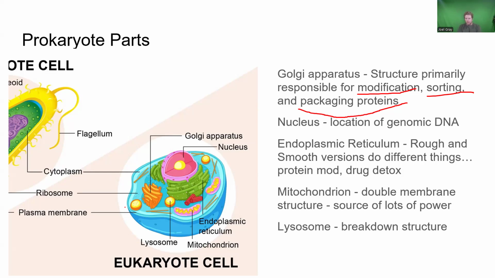Now, the last two, the lysosome is a structure that does lots of breakdown. So it can take large fats, it can take proteins and break them down into their individual parts. The very last structure on this list is the mitochondria, or the mitochondrion when we're talking about one, and mitochondria when we're talking about plural or multiple of them. This is a structure that's commonly known as, this is what I love, the powerhouse of the cell.